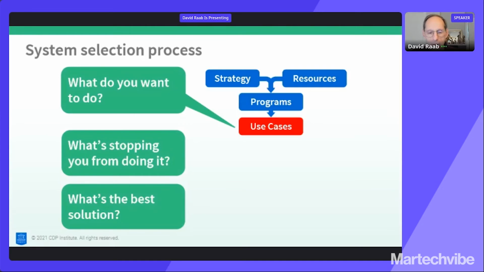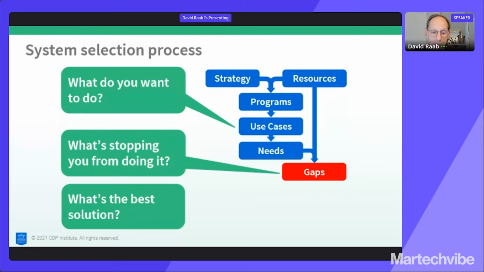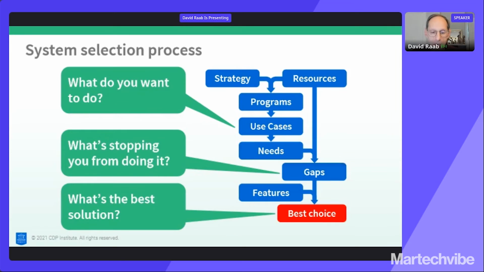So how I know what I want to do, it comes down to the programs I want to run that I can't run, and then what are the use cases, the specific ways I would use those systems. What's stopping me from doing it is the difference between the needs, which are based on my use cases, and my existing resources, and those are my gaps, what I'm missing, what's stopping me. And the best solution is what features do I need versus what features are available in the systems that are out there versus the gaps, and then what's the best choice, what's the best fit between the things I can't do and the things that are provided by the systems I might buy, because different systems will close different gaps.